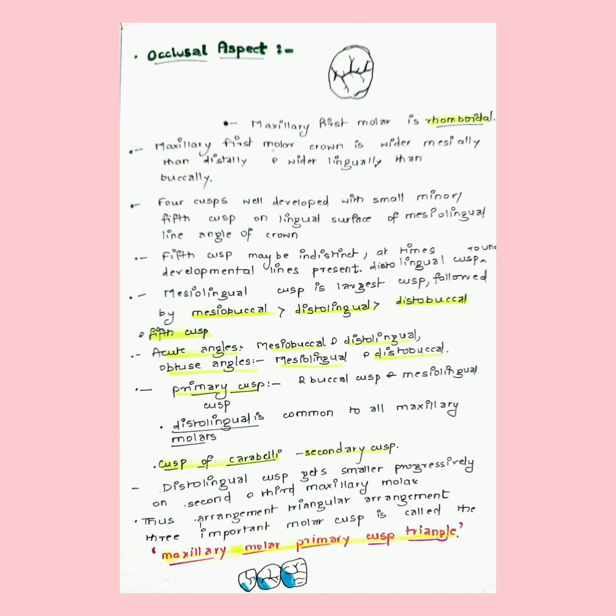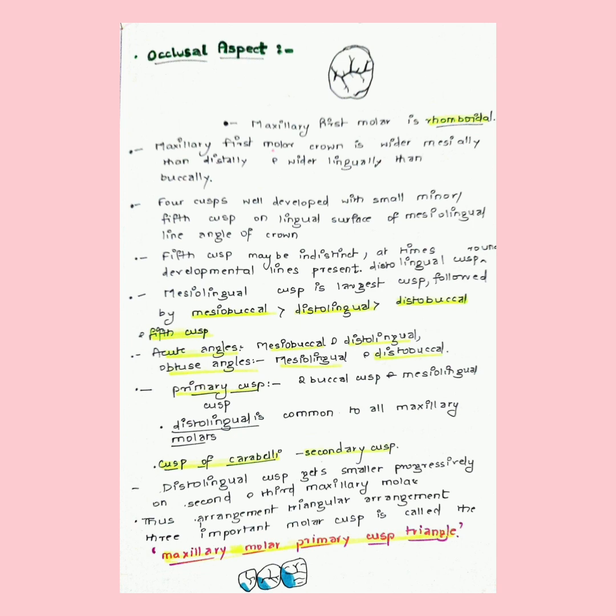The acute angles are formed by the mesiobuccal and distolingual cusps. The obtuse angles are formed by the mesiolingual and distobuccal cusps. So the primary cusps are the buccal cusps and the mesiolingual cusp. Distolingual is common to all maxillary molars. The cusp of Carabelli, or the tubercle of Carabelli, is the secondary cusp. The distolingual cusp gets progressively smaller. That is, it is largest on the maxillary first molar, then smaller in the second molar, and smallest on the third molar.